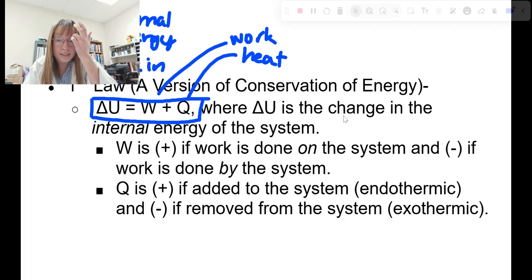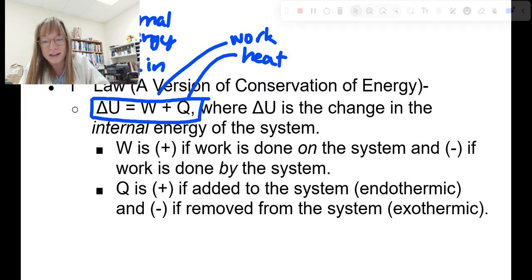Okay, we say that heat is positive if it's added to the system. We say that that's endothermic. We say that heat is negative if it's removed from the system. That's exothermic. Isn't that what we've always said? If you add heat to something, we say positive heat because that's the amount of heat gained by that thing. And if we take heat away from something, we say that that's negative heat. That's the amount of heat that's lost by that thing. So for endothermic processes, you have heat added, that's positive. And for exothermic processes, you have heat lost, that's negative.